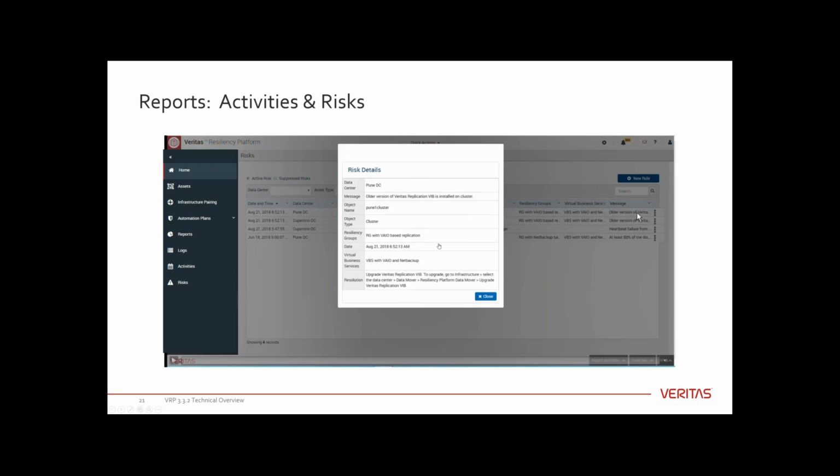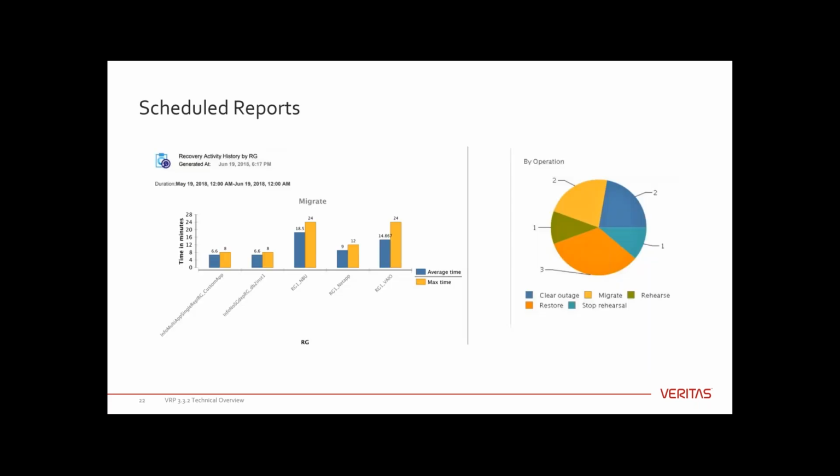But yeah, it's an interesting feature as far as how many risks we can pick up straight out of the box, right? In this one, a pretty good example is that there's an older version of the replication VIB that we use to move data between sites. That's something that could potentially cause an issue. So there's pretty good identification of risk so that you don't end up in a scenario where you run a failover or a takeover and there's something wrong, right? And again, with reporting, we offer a few different options.